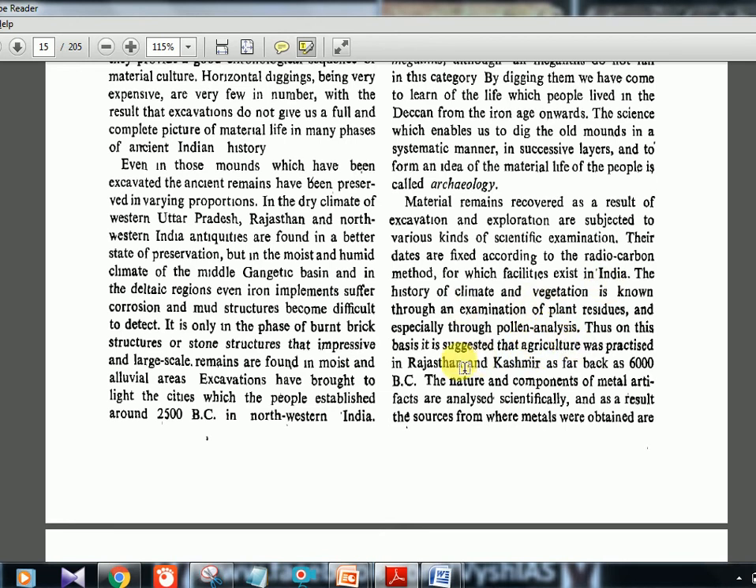Thus on this basis it is suggested that agriculture was practiced in Rajasthan and Kashmir as far back as 6000 BC. Okay, if you remember, Mehrgarh was a site, I think, in the Neolithic age where settled agriculture began. I told you in class 6. So in the same way, in Rajasthan and Kashmir from 6000 BC onwards they have found traces of agriculture being practiced.